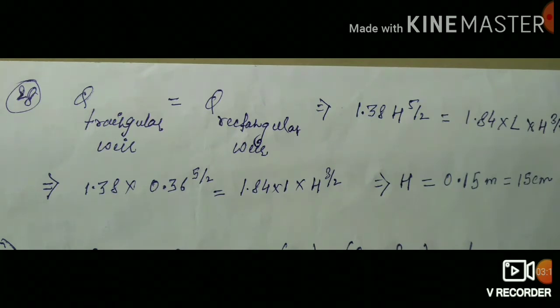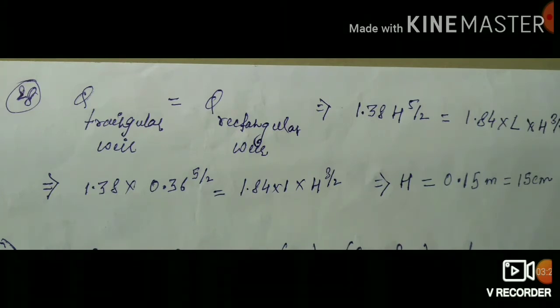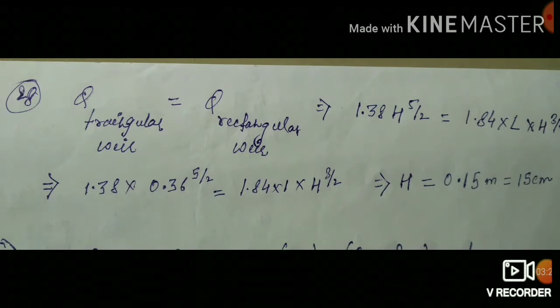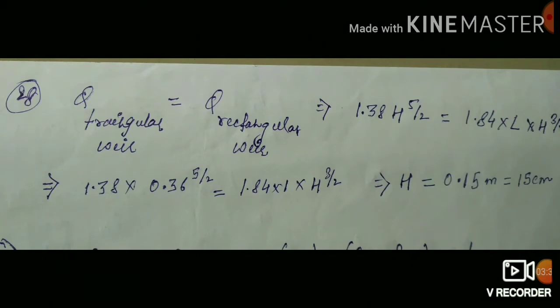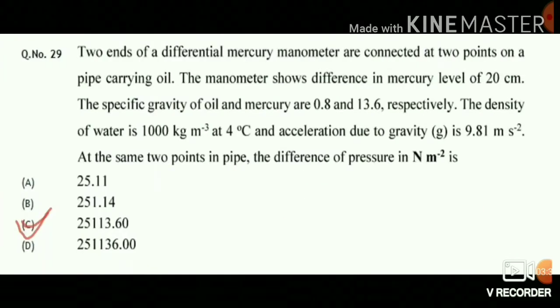And similarly for a rectangular weir, that is 1.84 into L into h to the power 3 by 2. All values are in SI unit. You remember it carefully. Don't play with the units. You simply keep all the values in SI unit. Then you can calculate, simply put the values and you get the h value as 0.15 meter, that is 15 centimeter.